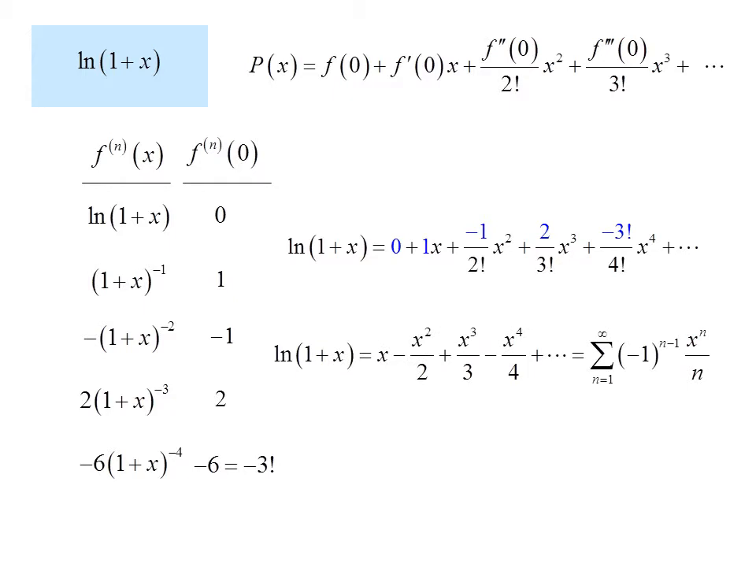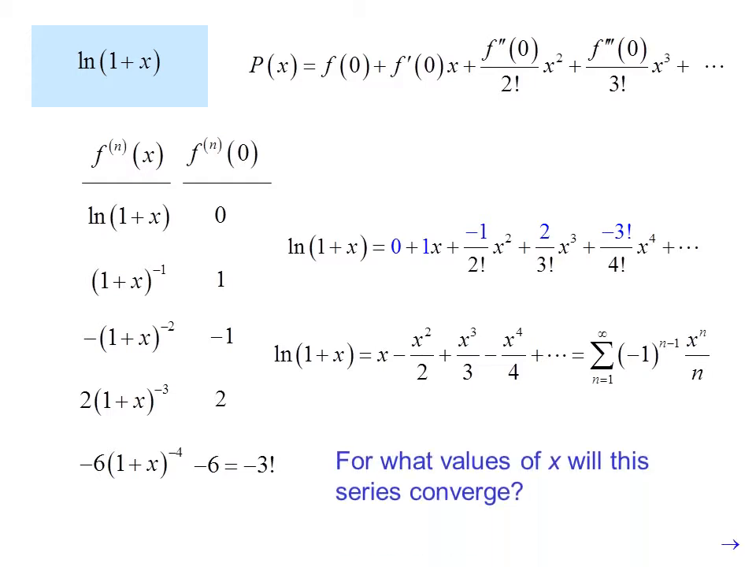Simplifying, we get ln 1 plus x equals x minus x squared over 2 plus x cubed over 3 minus x to the fourth over 4. And it's not difficult to find the general term, so we have the summation from n equals 1 to infinity of negative 1 to the n minus 1 times x to the n over n. Notice that this is an alternating series. For what values of x will this series converge?